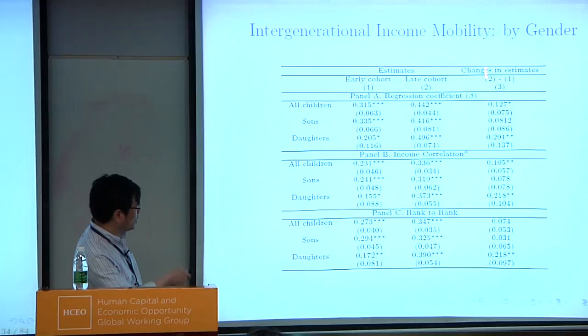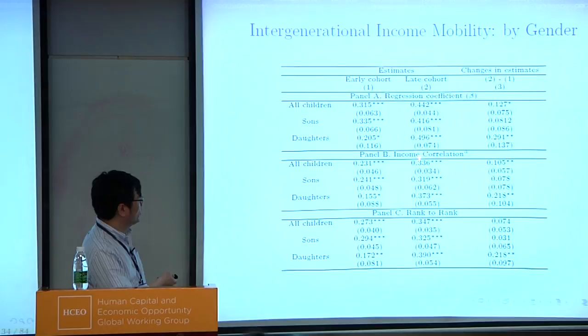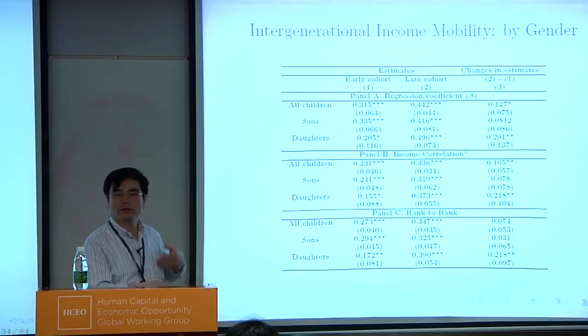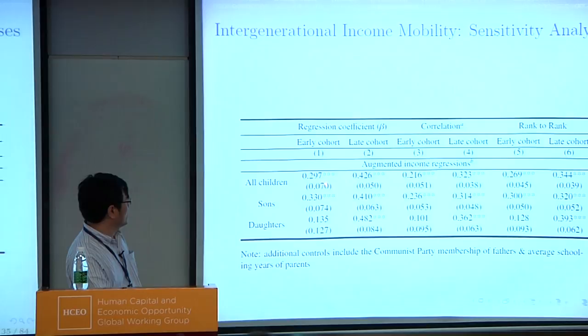So again, all a consistent picture, regardless of which regression we use, log-log regression, which has the level information in income, or adjusting for standard deviation, still the same picture. And if you look at rank-rank, it's all the same picture. Okay, so sensitivity analysis. So additional controls for Communist Party membership of the father, average schooling years of the parents, and so on. Again, it's a very consistent picture. Okay, so this is what we call augmented income regression. Okay, early cohort, late cohort coefficients have all gone up. Early cohort, late cohort correlation, rank-rank. Okay, early cohort, late cohort coefficients have all gone up.